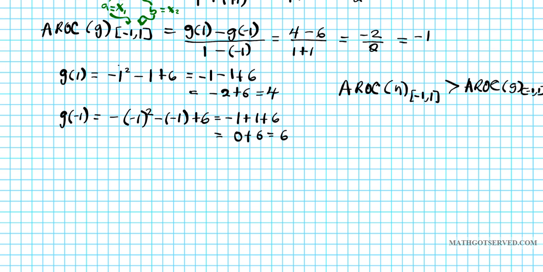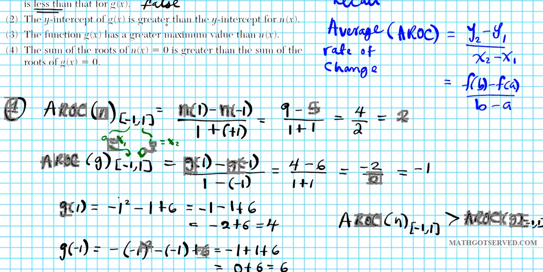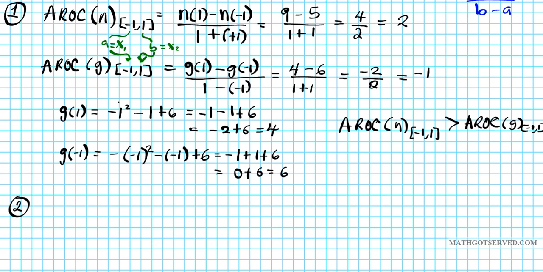Okay, all right, let's shift our attention to statement 2. Let's see if it's true or false. For statement 2, what are we looking at? It says the y-intercept of G is greater than the y-intercept of n. Okay, so how do we compute intercepts? If you want to find the intercept of a variable, you simply set the other variables equal to 0. So when you're looking for the x-intercept, you set y to 0. When you're looking for the y-intercept, you set x to 0.